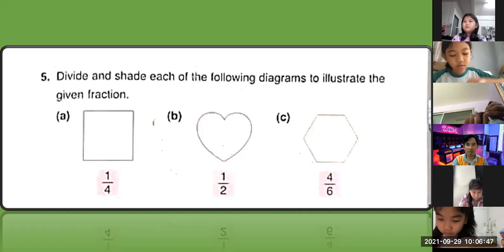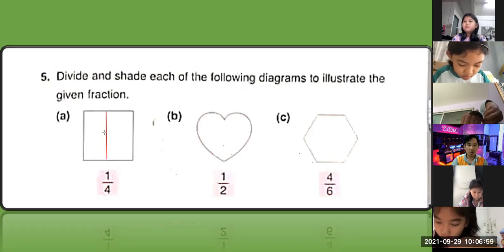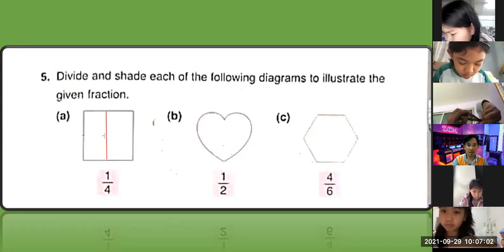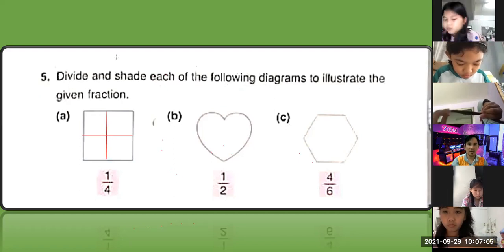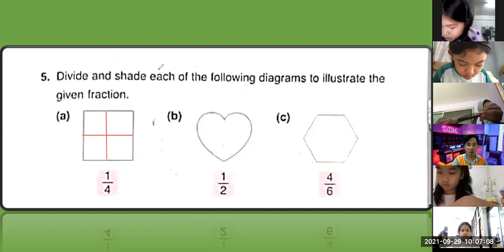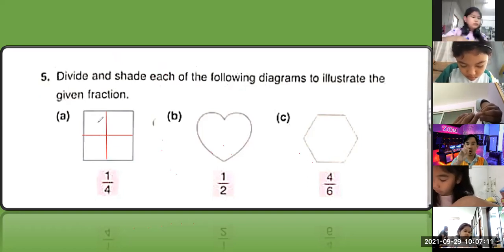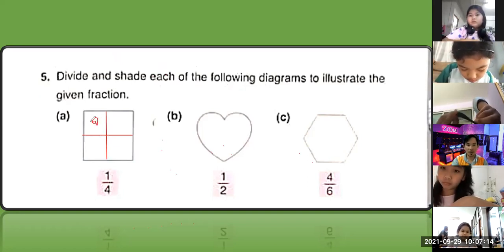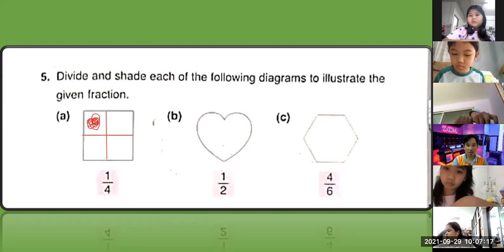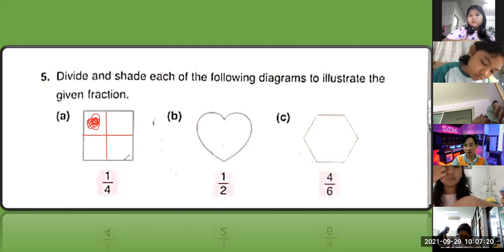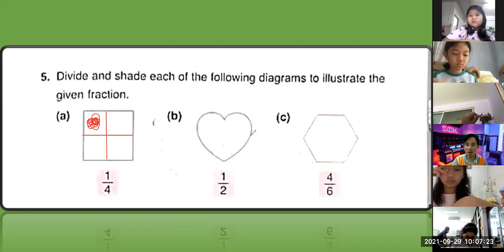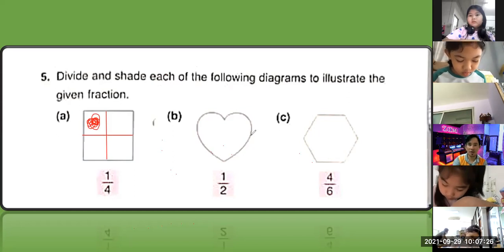For example, here in letter A, 1/4, right? You have to divide into 4 equal parts. So this one is already half. Right? So we have here already 4 equal parts. So 1/4. And then color 1 part. So this is already 1/4.